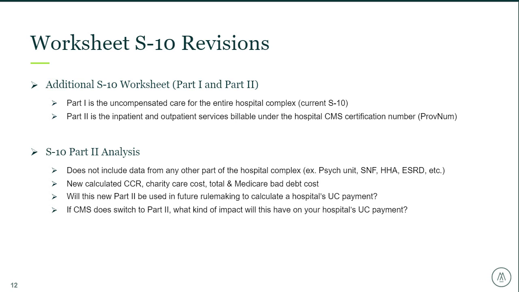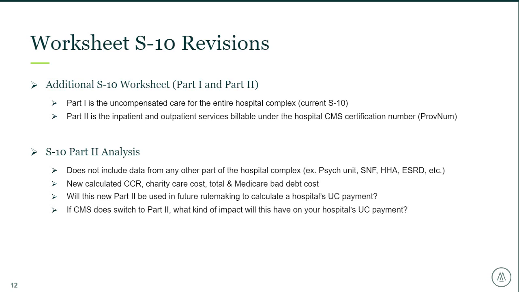And the big question is, will they begin using this report in future rulemaking to calculate a hospital's UC payment? Only time will tell if they make that change, but in a comment accompanying this transmittal, CMS explains that it will consider using the data in Part 2 to calculate uncompensated care payments to hospitals in future years. So it's something to certainly look for in the future, and something that seems to be headed that way.